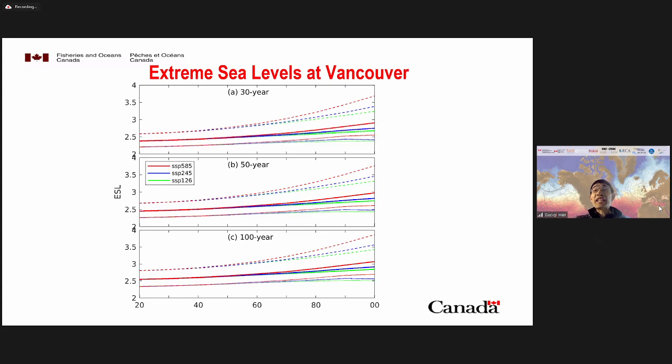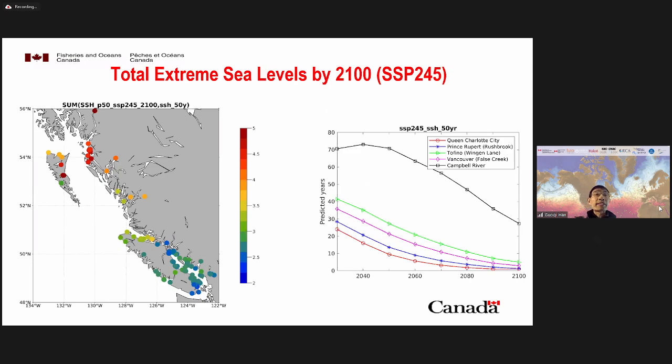And also there's a large uncertainty. The dashed line indicates the 95% confidence interval. So there's a large uncertainty associated with these projections. And this slide on the left shows the projected extreme sea level. It's the 50-year extreme sea level at 2100, and for the median emission scenario. So we can see the sea level change quite significantly from south to the north.